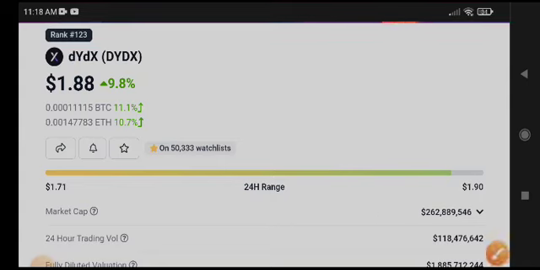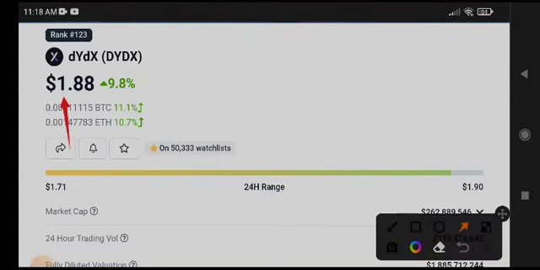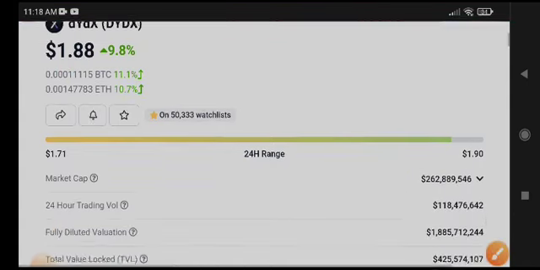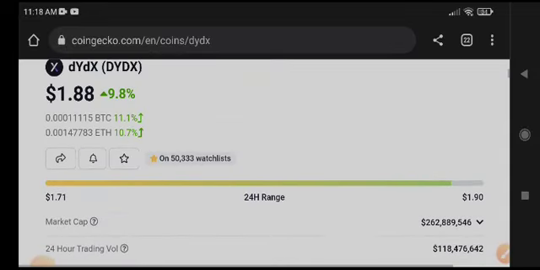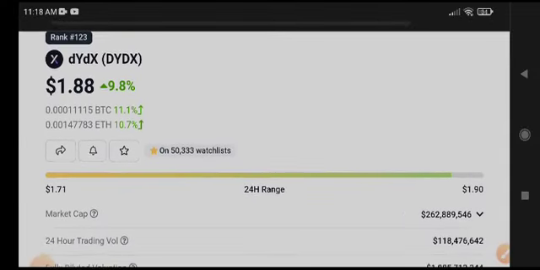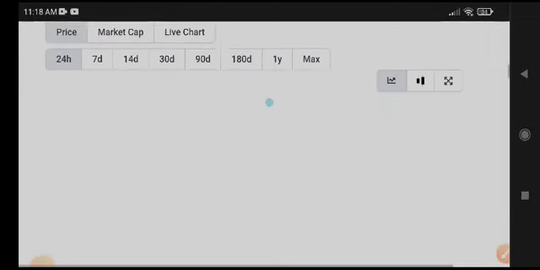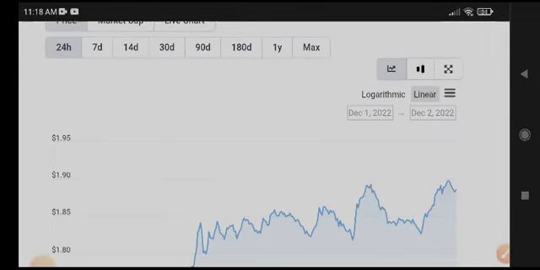DyDx 1.88 cents. That's the current price of DyDx. And on the other side, if you talk about the price changes, so price changes are also going good. 10% in last 24 hours, the price pump and last 24 hour massive pump. So what should we do in the right now situation and DyDx?